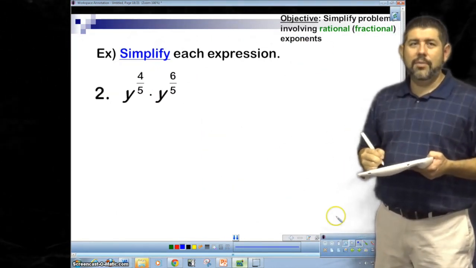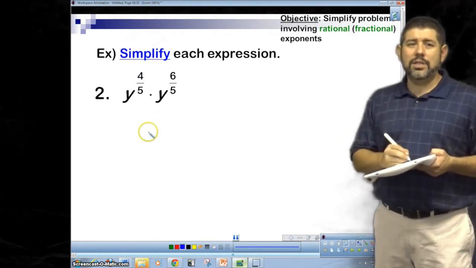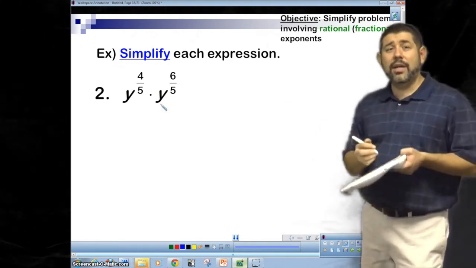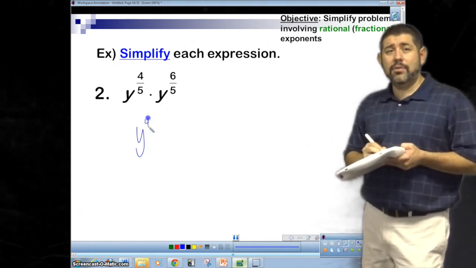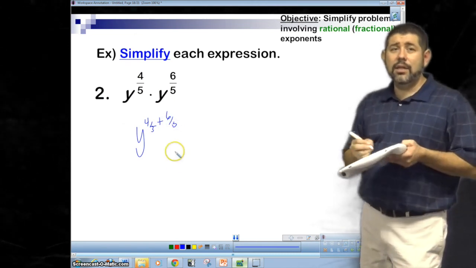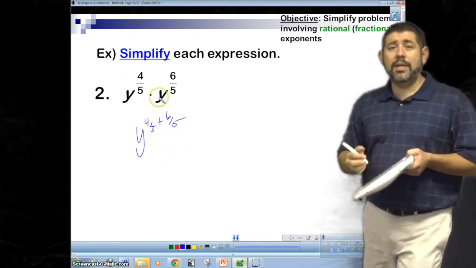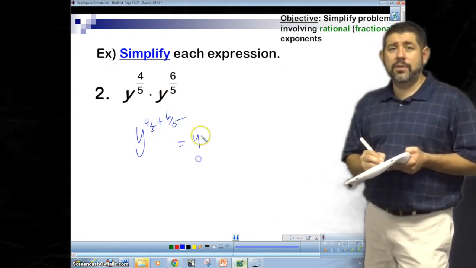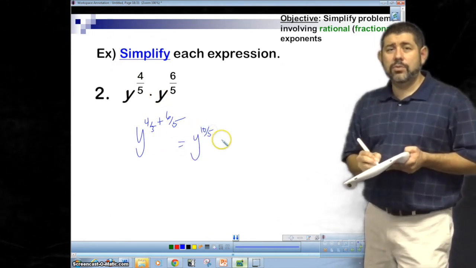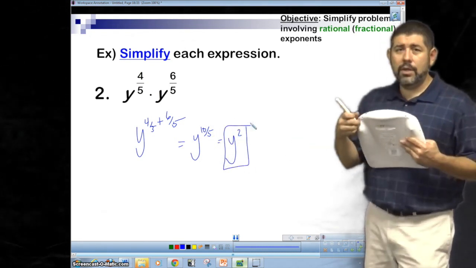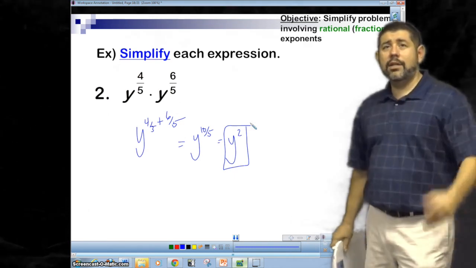All right guys, here's the last one. Simplify that expression. Not that bad. Again, we're multiplying two things, so we're going to add the exponents. So we're going to have y to the 4/5 plus 6/5, because when we're multiplying two things with the same base, we're going to add the exponents, right? So 4/5 plus 6/5 is 10/5, which reduces to y squared. That's it, okay? So there we go.